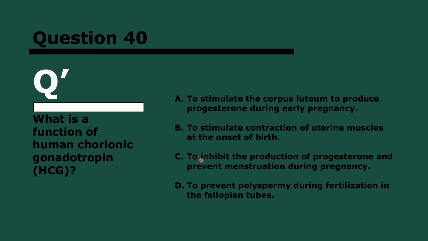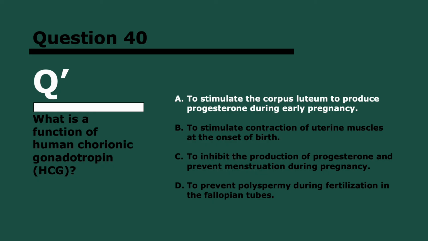And finally, what is the function of human chorionic gonadotropin, HCG? In 3, 2, and 1. So it stimulates the corpus luteum to produce progesterone during early pregnancy. So later on in the pregnancy, that's taken over by the placenta, but until then, that's what HCG is needed for. So progesterone is produced by the corpus luteum, and then the placenta takes over.